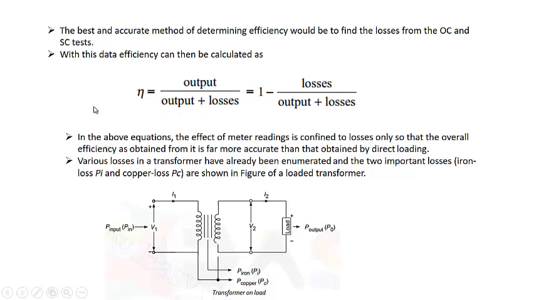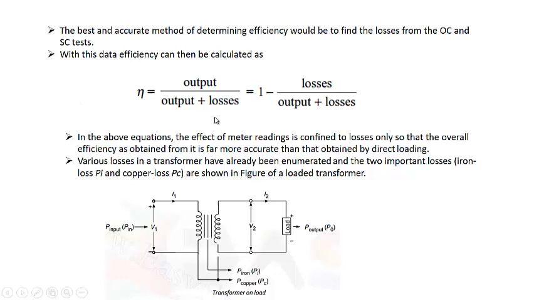So in the above equation, the effect of meter reading is confined to losses only. Here we need to only calculate the losses. We are not dependent upon any other things. So the overall efficiency obtained from it is far more accurate. It may be more accurate as compared to where we calculate the output power to the input power.